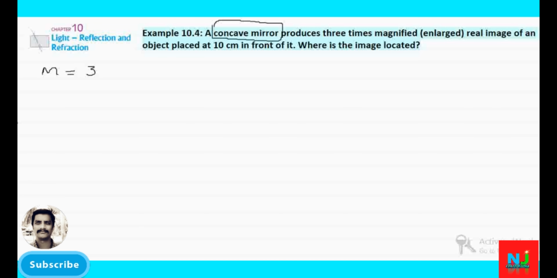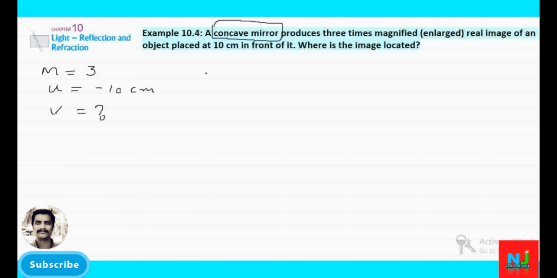Remember, a concave mirror produces a 3 times magnified real image of an object placed at some distance. What is the object distance? U is equal to 10 centimeter, but object distance is always negative. We have to take it as negative in the case of a concave or convex mirror. In front of it, where is the image located? That is, V is equal to how much?